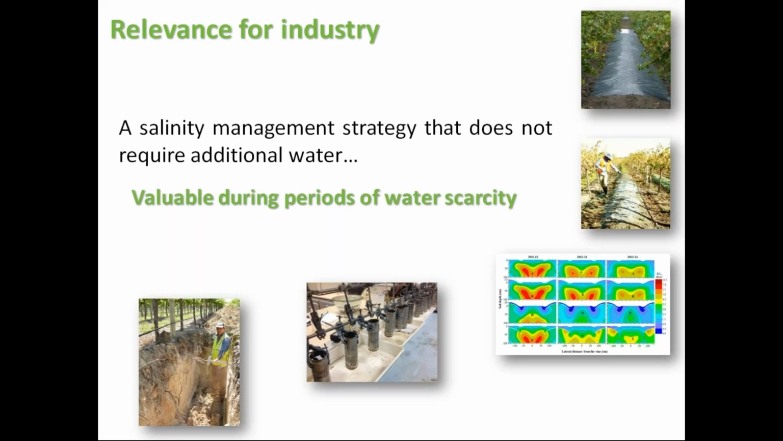leaching of salts. Anybody trying to get salt out of the profile usually does it by adding more water, and it's either irrigation water or rainfall. And so a strategy that doesn't require that additional water is really valuable during periods of water scarcity.